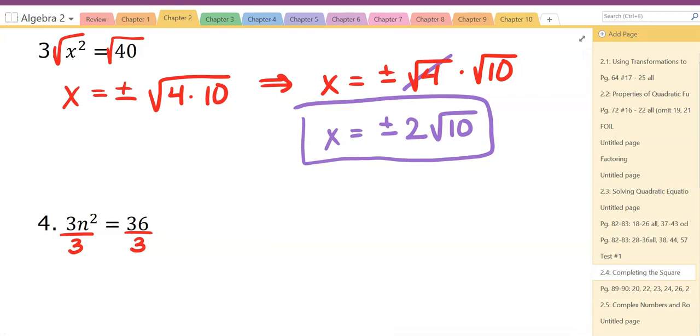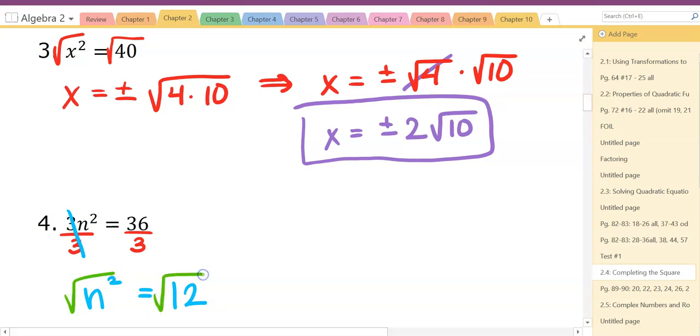So over on the left side, you just have n squared left. Equals, what is 36 divided by 3? 12. So we have n squared equals 12. Now we're going to square root both sides. So the square root of n squared is just an n, equals plus or minus.